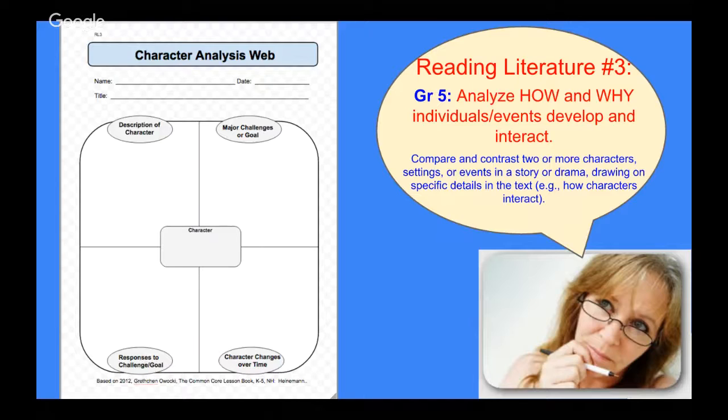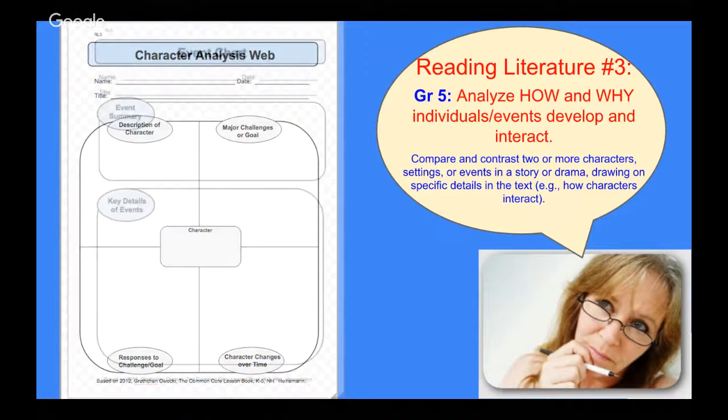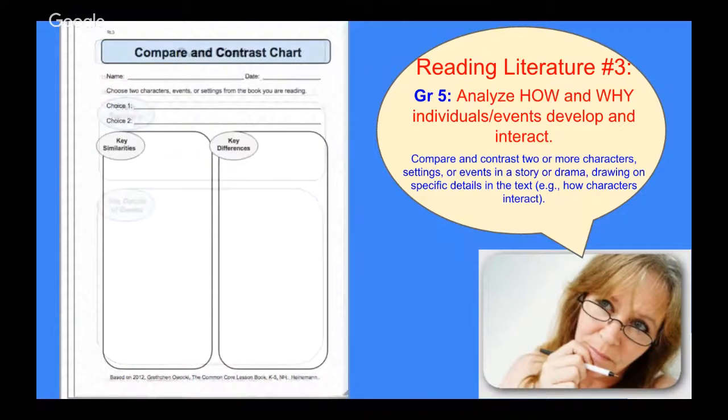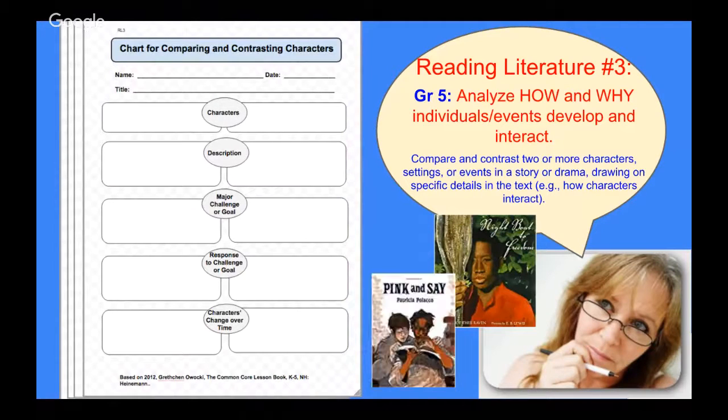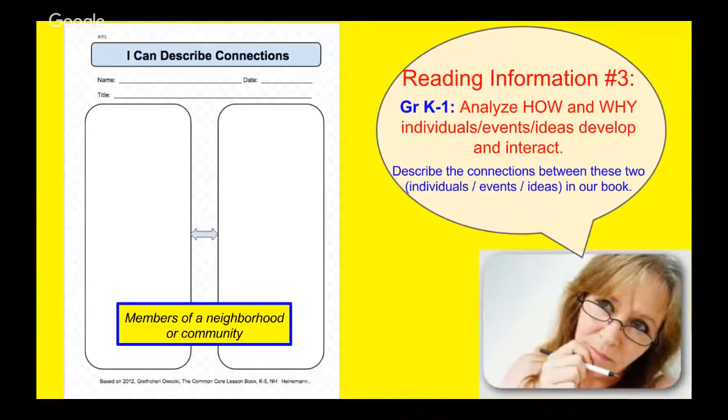So this is looking at reading literature, analyzing how and why individuals and events develop and interact over the course of a text. Let's go now. I love Pink and Say, one of my favorites. Great connection into your social studies in 5th grade.